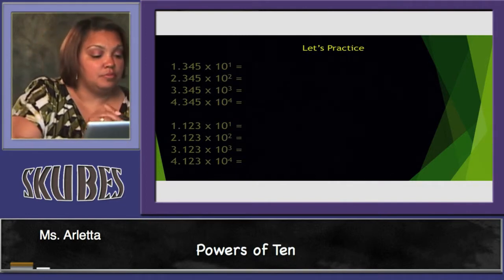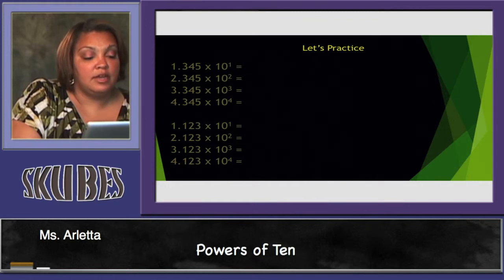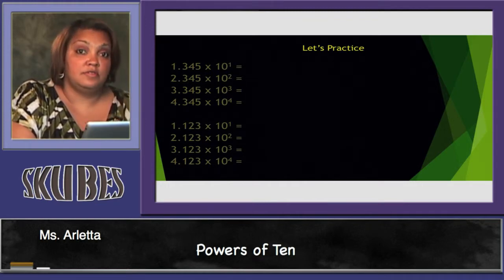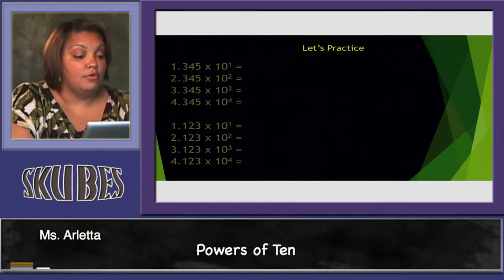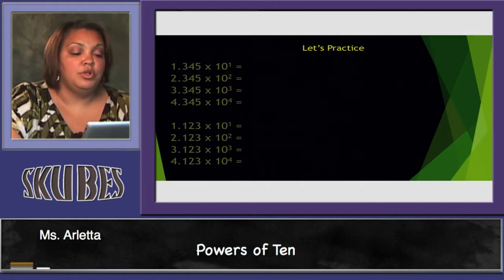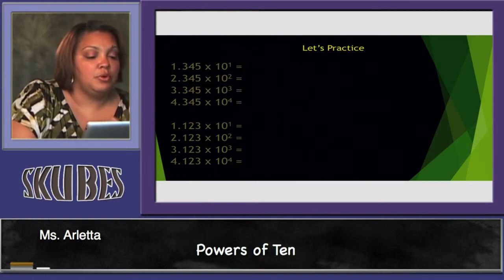Let's practice. We'll start with 345, and it is multiplied times 10 to the first. The next one is 345 times 10 to the second. We're using the same number each time, 345 times 10 to the third, 345 times 10 to the fourth. So basically, if you're looking at that and you're doing mental math, you can look at each one and say, all I have to do is add a 0 however many times the exponent is.